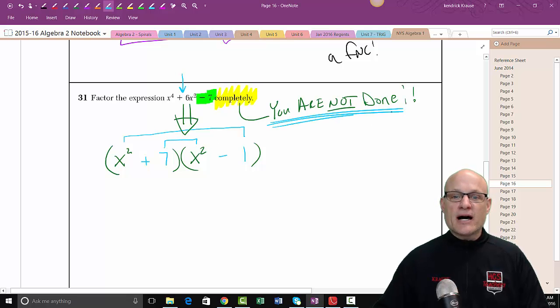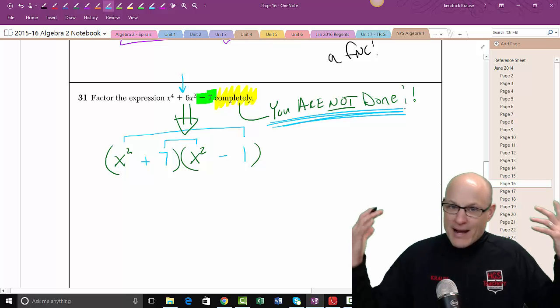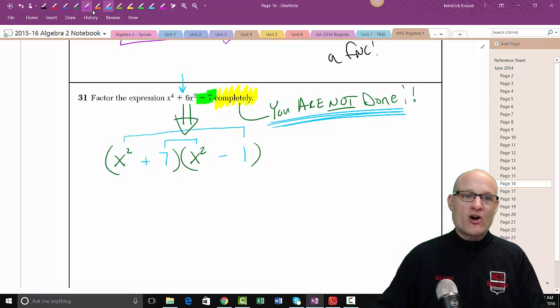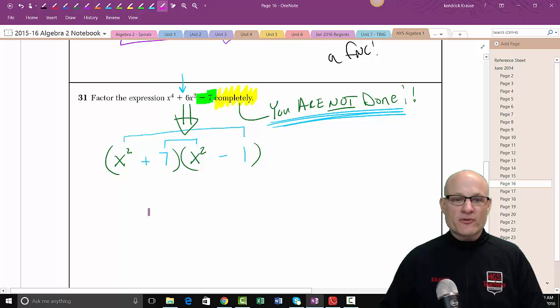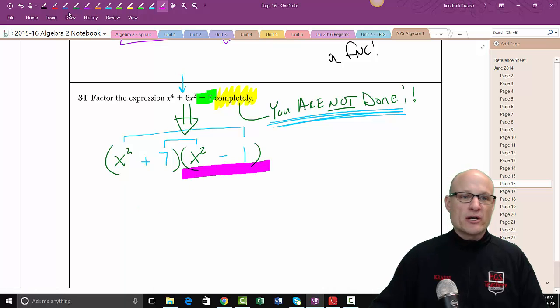But you are not done. Whenever the word completely is on there, it means you've got more work to do. You're not finished. I hope that you all recognize this right here as the difference of perfect squares. So we have to keep going on this one in particular.